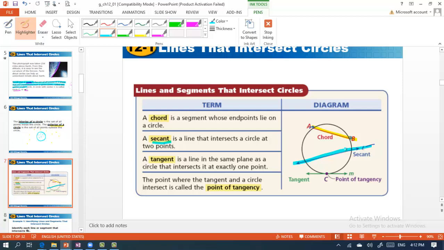What is the tangent? The tangent is a line in the same plane as the circle that intersects it at exactly one point. We can see here, this point is exactly one point. Exactly one point. So here you can see the line M.